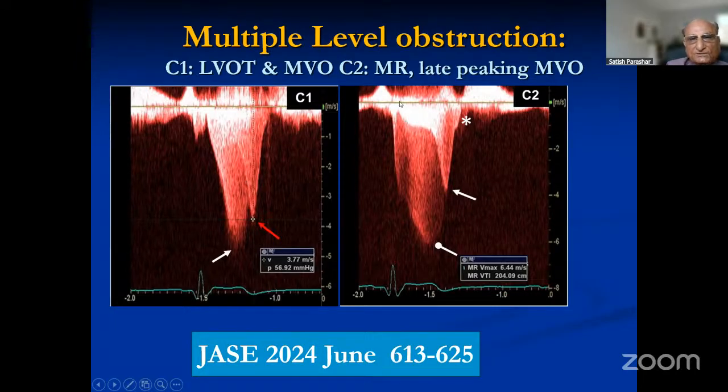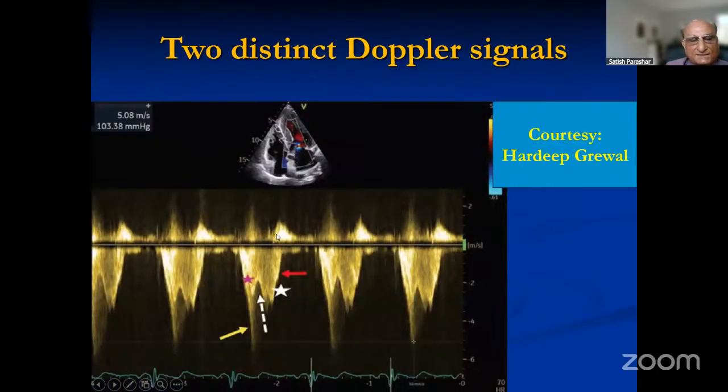And this is just to show how to differentiate from MR. You see this is an MR with a mid and late peaking, gradual parabolic, and this is just a sharp jet because of early peaking. Now this is one of our cases by Hardeep Grewal.